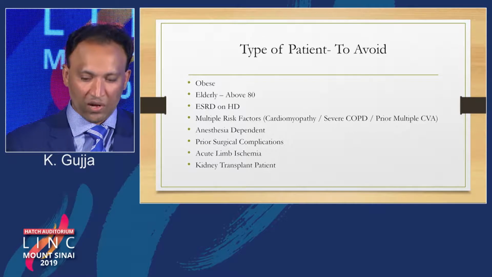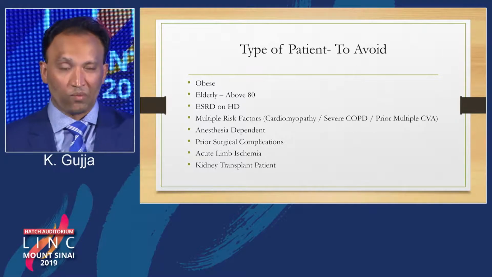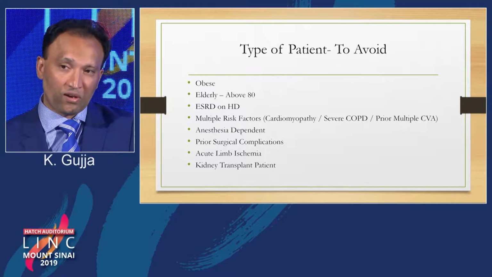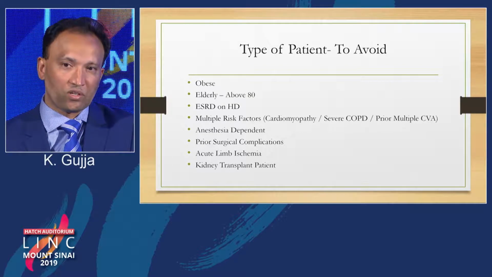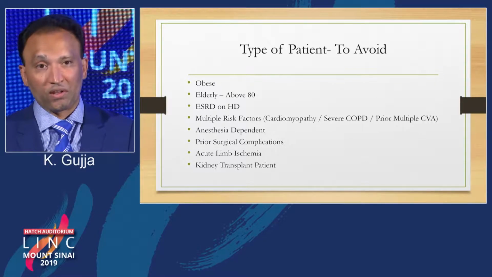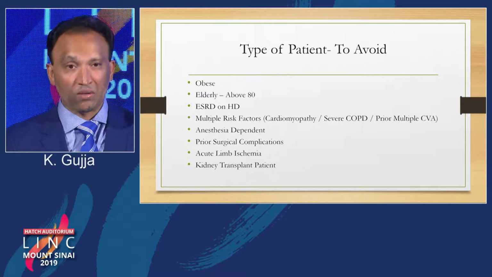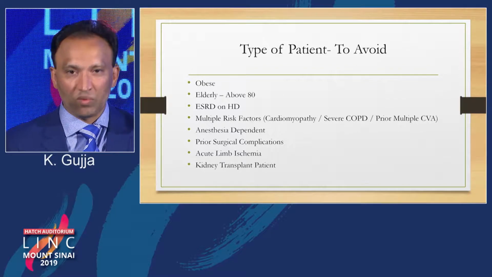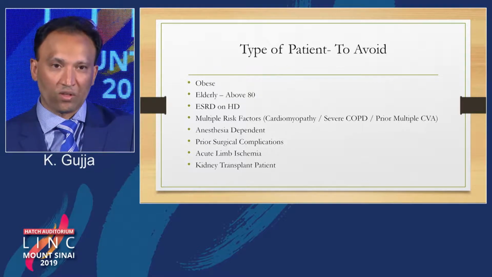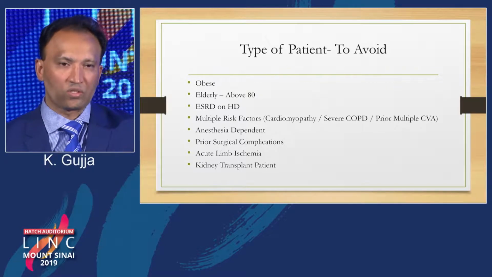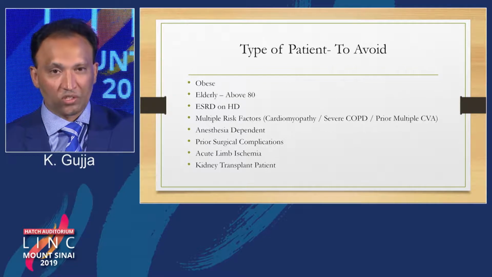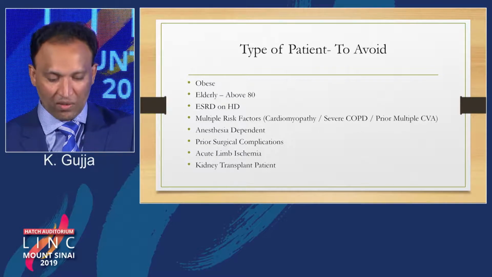If somebody has cardiomyopathy, severe COPD, prior CVAs, because any anesthesia you give, preferably everything should be done under local. But again, if you give any anesthesia for any reason, you don't want them to get complicated, because again, it becomes reportable. So anesthesia dependent patients, definitely not, because they're going to keep on fidgeting on the table, and you don't have that much staff as you have in the hospital where you can call for a backup. So there is no reason to deal with a patient who is going to be very fidgety on the table. Prior surgical complications, if they have, don't repeat the same mistake.